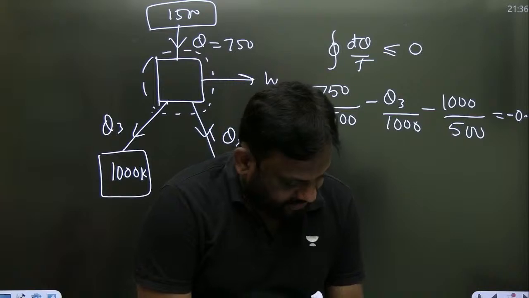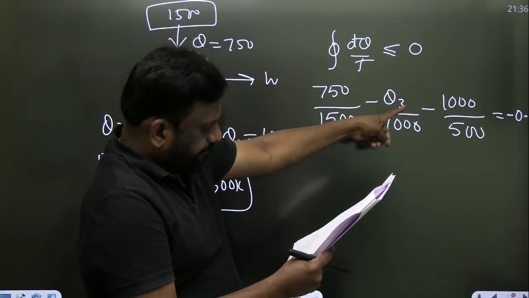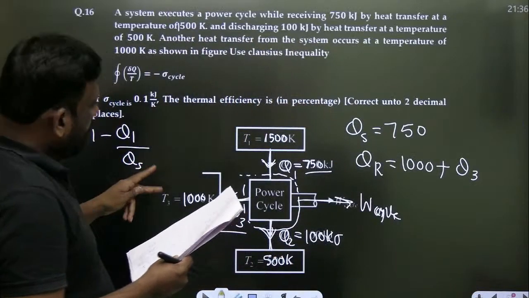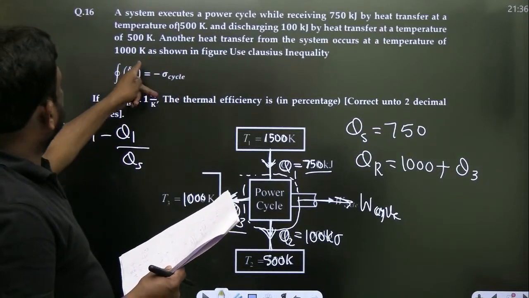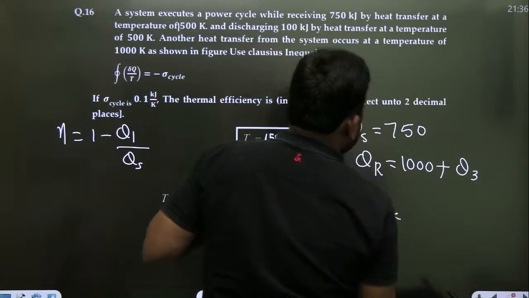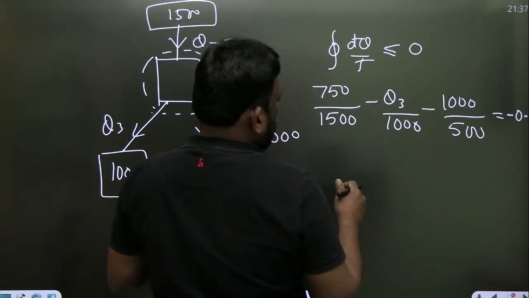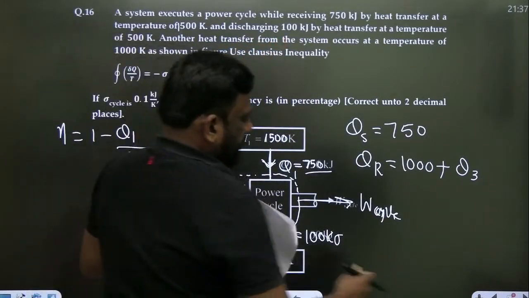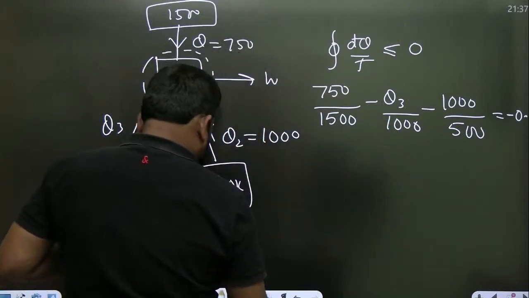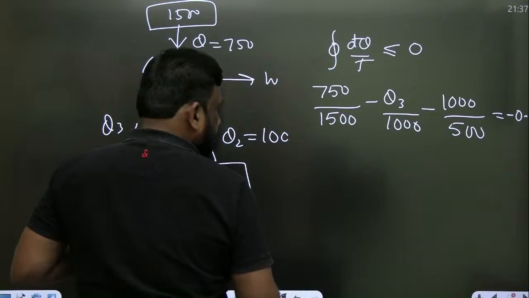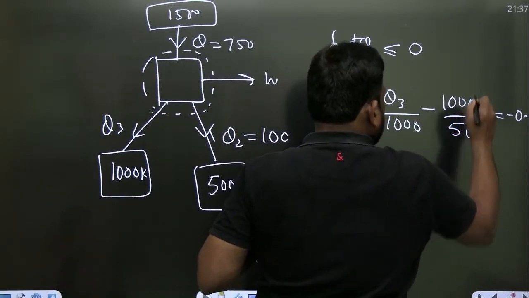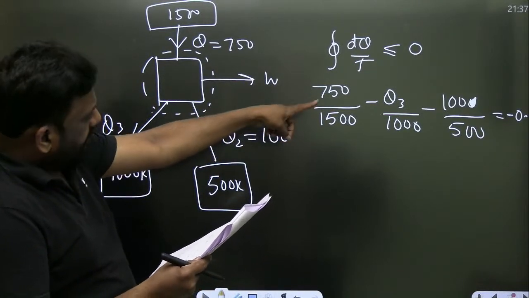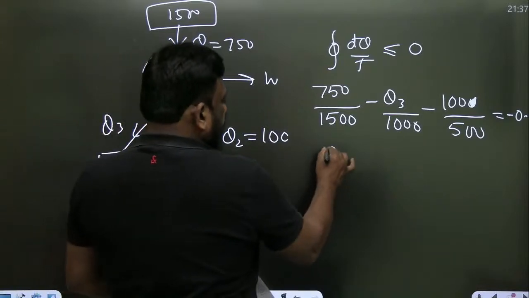Let me check, sir. 750 by this, minus Q3 by this. ये 100 दिया, 1000 दिया सर. एक बार चेक करता हूँ. ये 100 है सर. ये 1000 नहीं है. This is given as 100. 750 by 1500, Q3 by 1000. ये सही है. तो anyone with Q3.